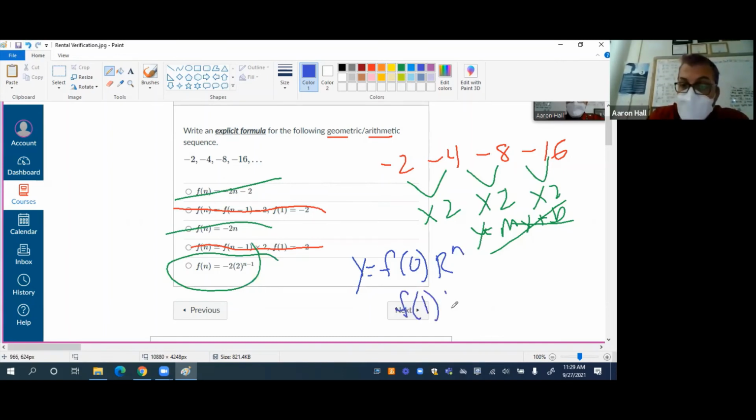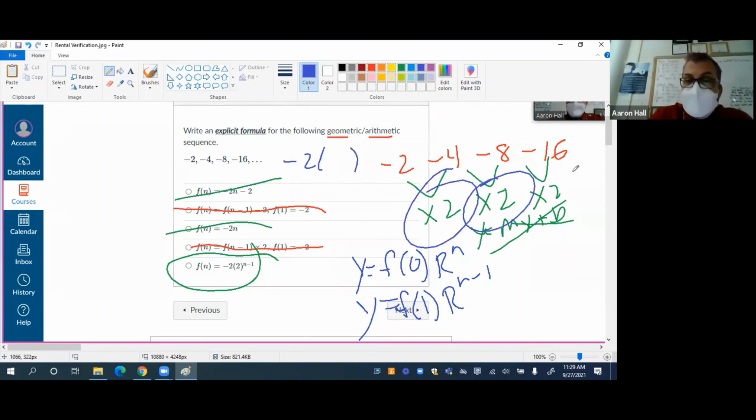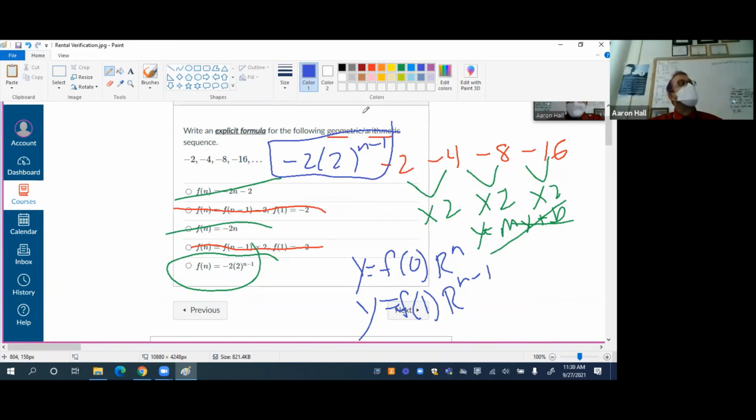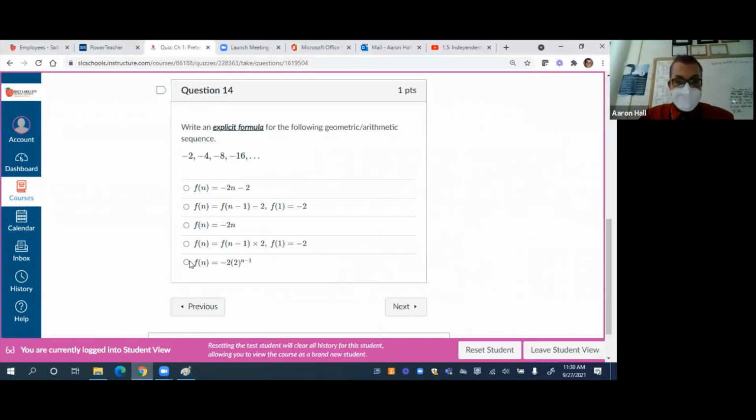First term? Yep. So what's the first term? Yeah, it's -2. So we have -2 times our ratio. What's the ratio? Times 2. And to the power of n minus 1. Yep. There we go. So it's the last one. It is our last one. Okay, move on to the next one.